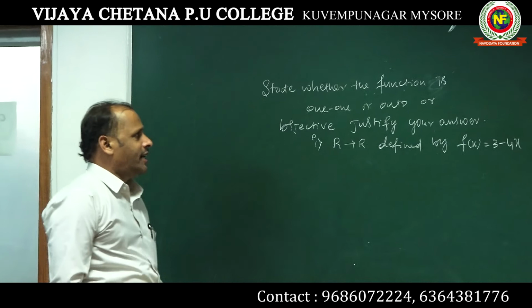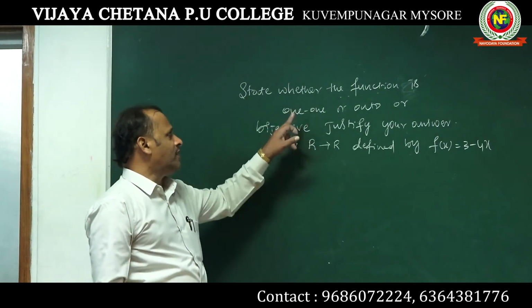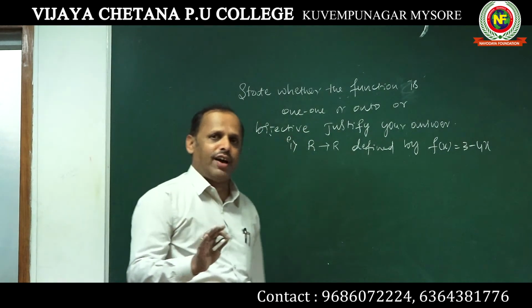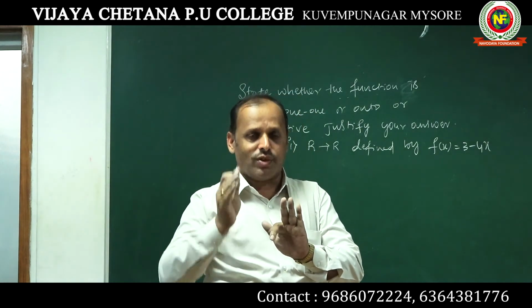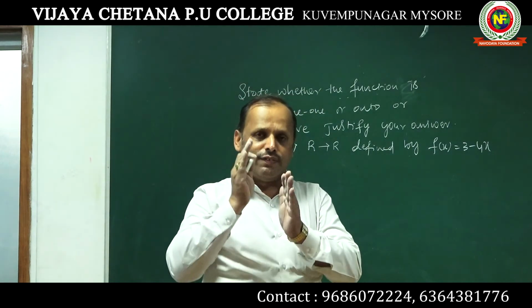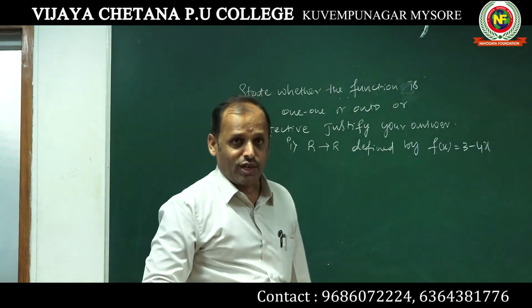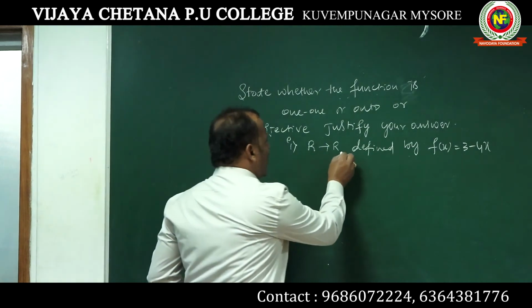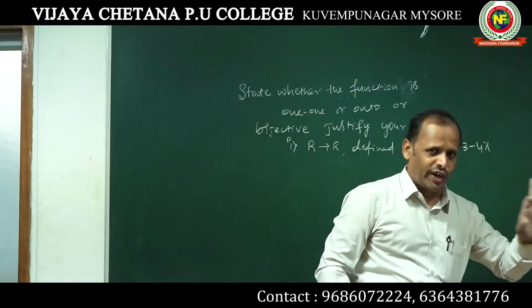Here I take two questions. First question: state whether the function is 1-1 or onto or bijective. We know that if the function is injective and surjective, I mean if the function is 1-1 and onto, then it is said to be a bijective function. Okay. Now here I take R tends to R, R tends to R defined by f of x equals 3 minus 4x.